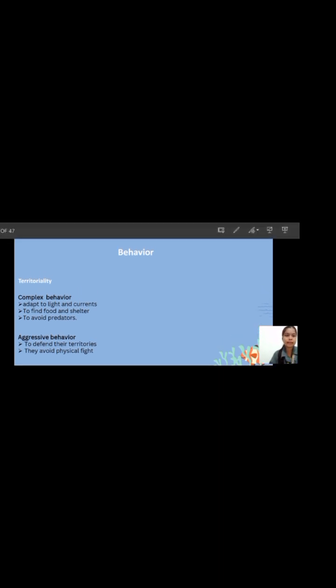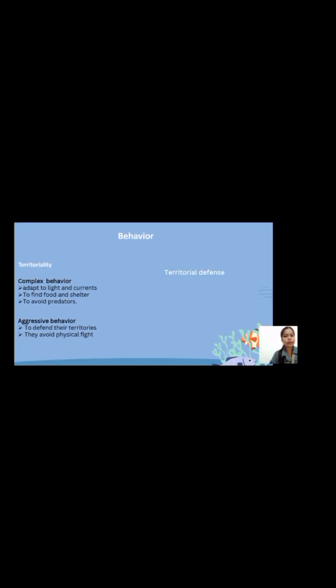So behavior, territoriality. What have you learned about a fish that is territorial with its surroundings? Territorial in their place. Territoriality has two behaviors. First, complex behavior: adapt to light and currents, to find food and shelter, and to avoid predators. Aggressive behavior: to defend their territories, and they avoid physical fights. Territorial defense includes bluffing, raised fins, open mouth, rapid darting, and sound production.